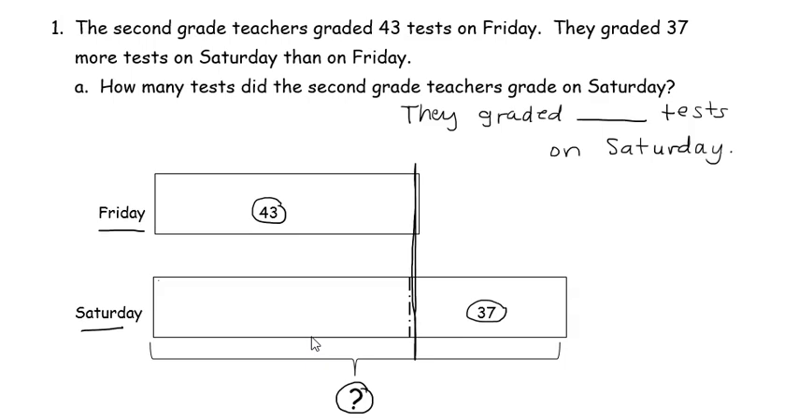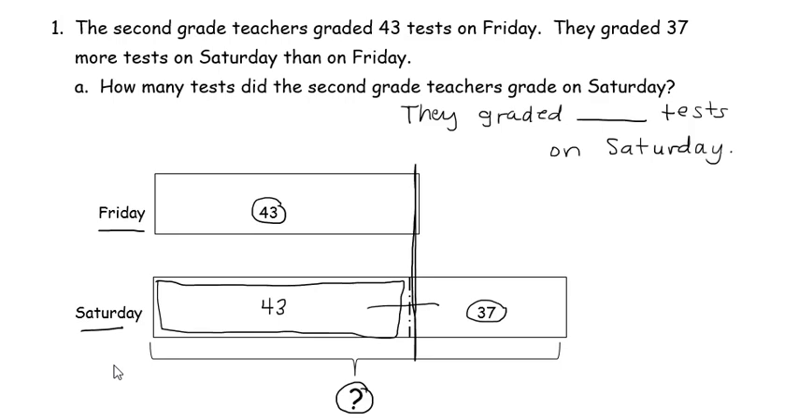We need to figure out this missing portion of the tape for Saturday. Well, again, if they had stopped in the same spot, they would have had the same amount. So this missing portion must be 43. It matches up with what was graded on Friday. To find my final answer, I just need to combine my 43 and my 37. I can do that in any method I choose.